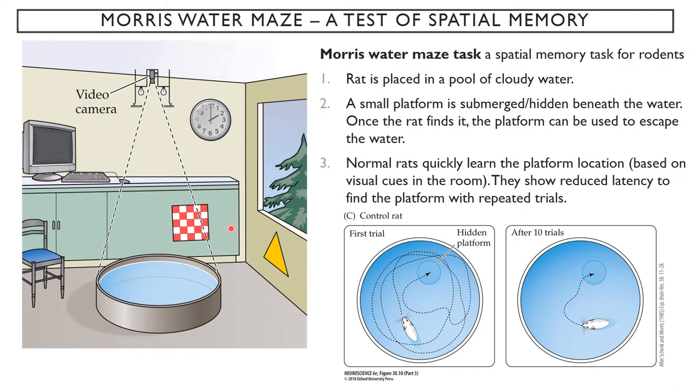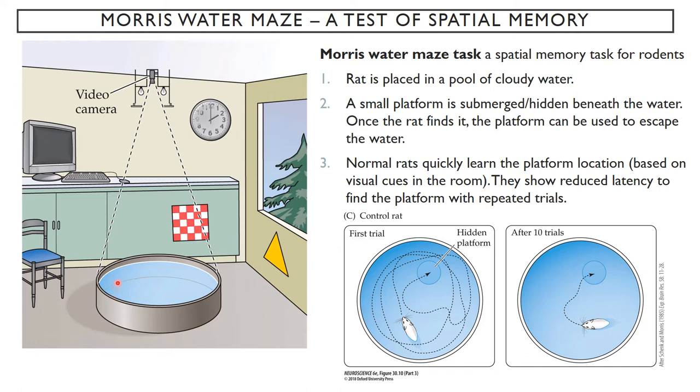You have a testing room with a big bath or tub with a pool of water. Usually it's cloudy, pretty milky, so that the mice can't see inside the water. But they can see outside of the water. They can see certain features of the room, like a chair here, this checkerboard thing here, and a yellow triangle here. These are features the mouse can use to orient itself, to know where it is in the bath.